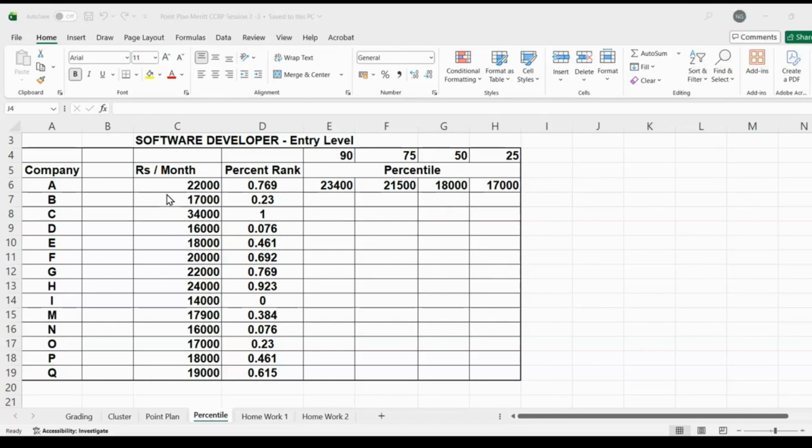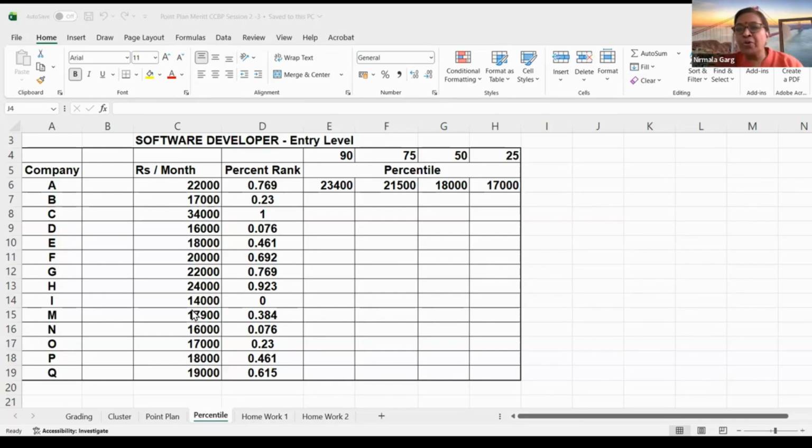22,000 per month. Okay. What is Q paying? Q company? Who is paying 19,000? 19,000. So you got it. B is paying 17,000. Now, I cannot analyze this data and say which is my 90th percentile.